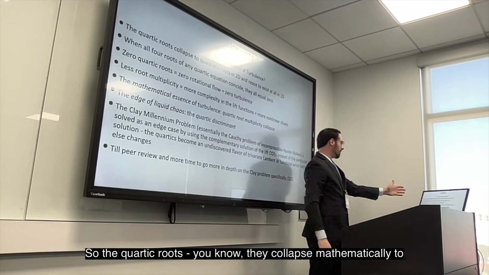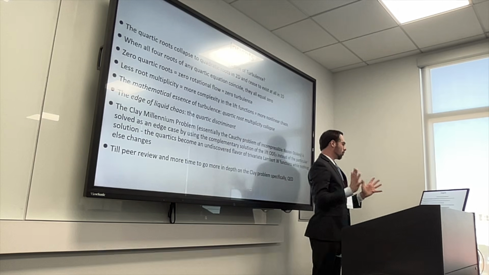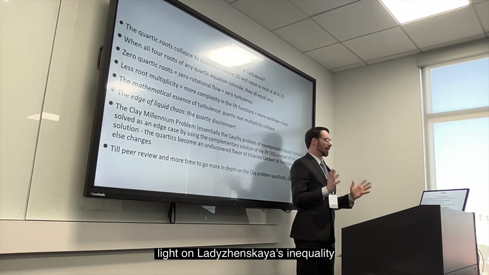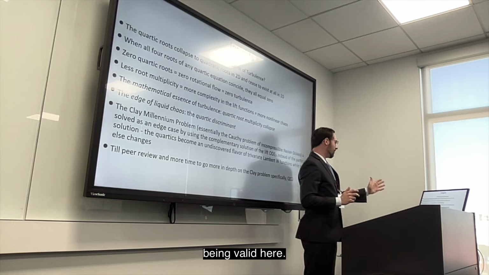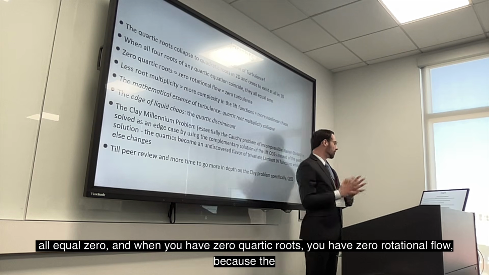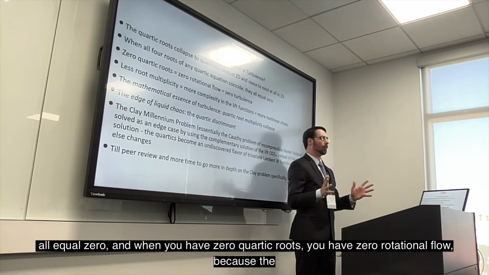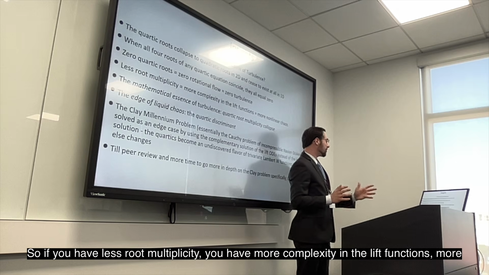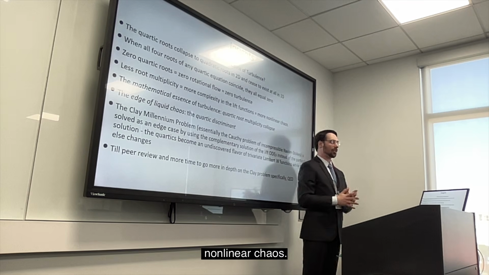So the quartic roots collapse mathematically to quadratic roots in 2D and cease to exist at all in 1D, shedding light on Ladyzhenskaya's inequality being valid here. When all four roots of any quartic equation coincide, they all equal 0. And when you have 0 quartic roots, you have 0 rotational flow, because the only time they arise is rotational flow, you have 0 turbulence. So if you have less root multiplicity, you have more complexity in the lift functions and more nonlinear chaos.